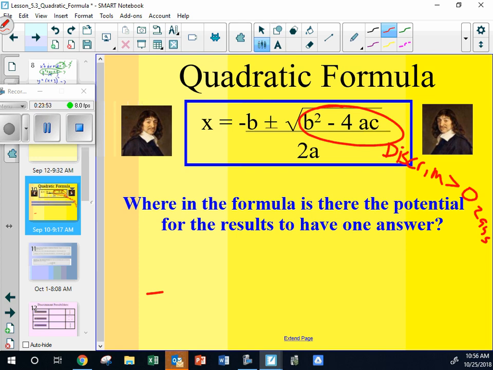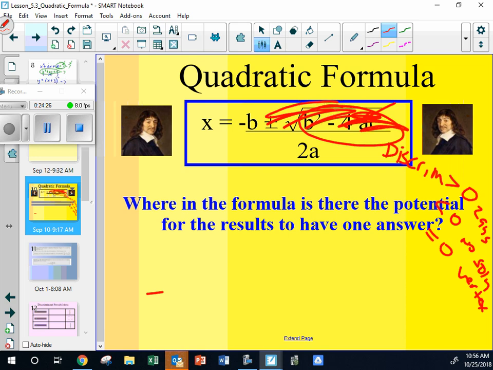If the discriminant is less than 0, as in negative, what would happen if there was a negative number underneath there? We'd have no real solutions. And if that discriminant is equal to 0, that's that special case where all of this will cancel and we get the vertex, which of course is only one solution.